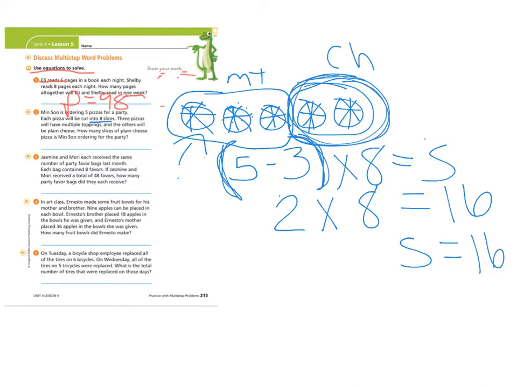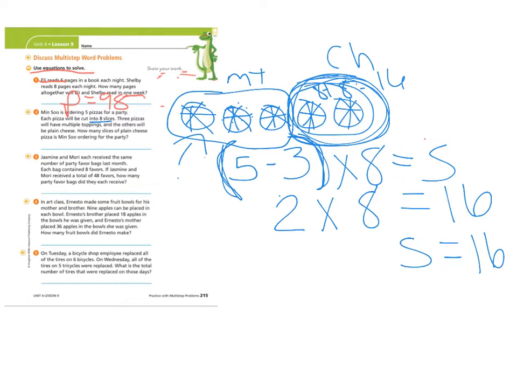The question says, how many slices of plain cheese pizza is Min Sue ordering for the party? With our drawing, you probably could have figured that out. There's 8 here, there's 8 here. So 8 plus 8 equals 16. However, I still need you to write an equation so I can see your work.